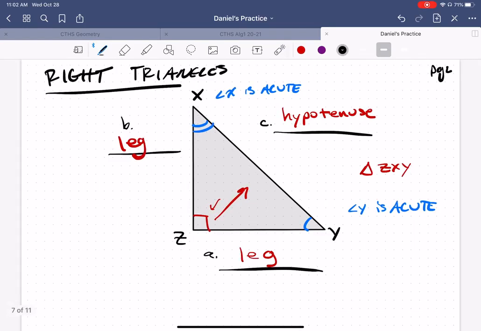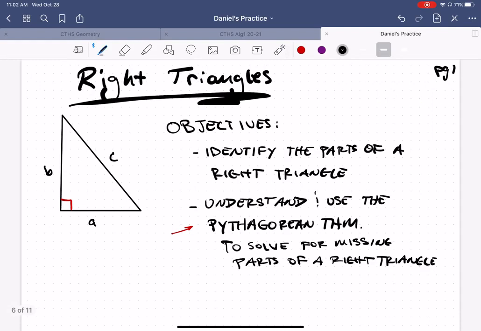And here are the parts of our right triangle. We have two legs, A and B, and we have a hypotenuse, which is the longest side, and it's opposite the right angle. So we identified the parts of a right triangle. We have an understanding of the Pythagorean theorem and how to use it to solve for missing parts of a right triangle.